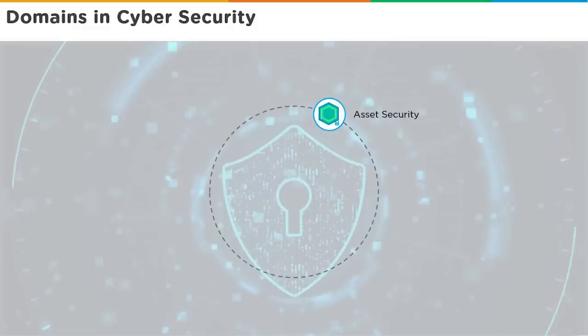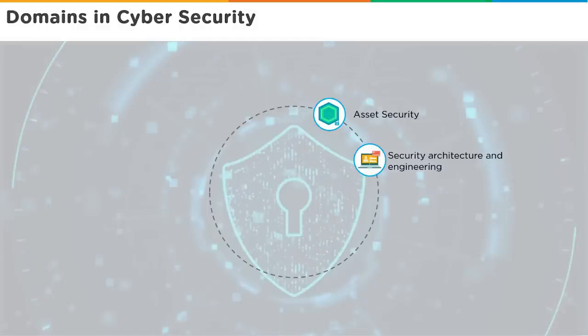Asset security. When we say assets, they could be applications, networking devices, computers, routers, or wireless access points. All these devices have their own operating systems and their own functionality, and it is important that we look at the security of each and every asset that the organization owns. Security architecture and engineering.